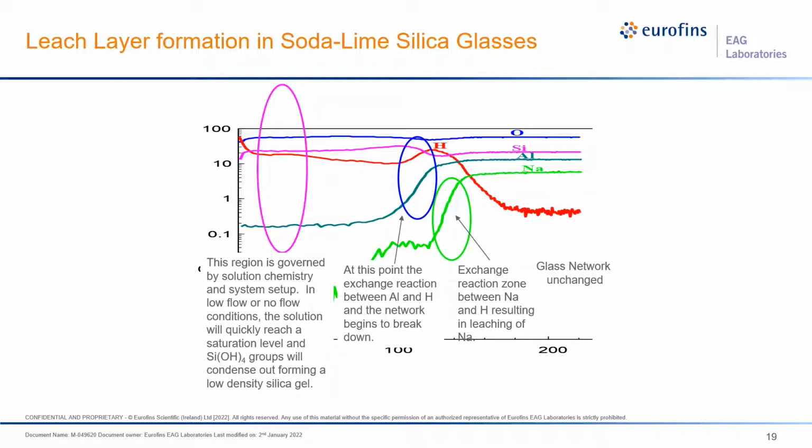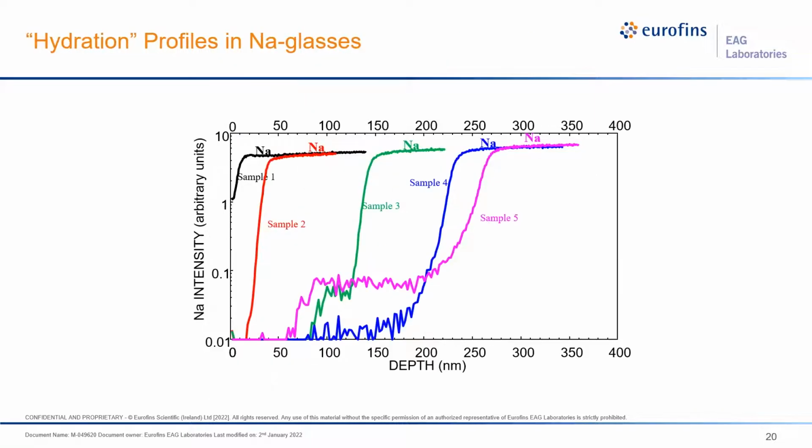Beyond this point, we see that the glass network is basically unchanged. Having this tool, this ability to study hydration profiles, we can actually look at and compare multiple samples. These samples, sample 1 through 5, are being exposed to a solution for extended periods of time to study the penetration of the hydrogen or the leaching out of the sodium. And because of the nature of the SIMS profile, you can actually measure these layer thicknesses quite accurately and notice what is happening to these elements as the hydration is ongoing in these materials.